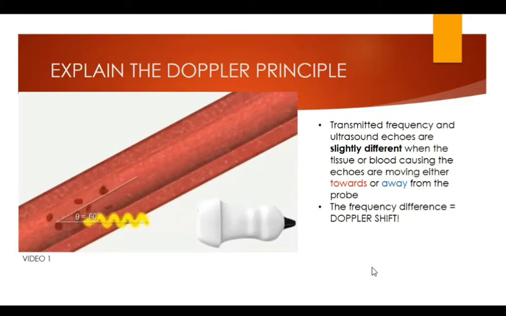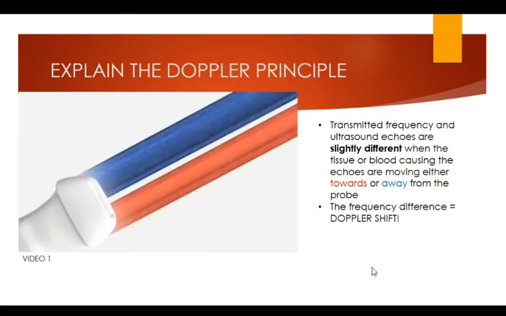To obtain the best Doppler images and detect the largest Doppler shift using ultrasound, the transducer must be placed at an angle of 0 degrees to the vessel of interest. However, due to practical considerations, an angle of 60 degrees is used.